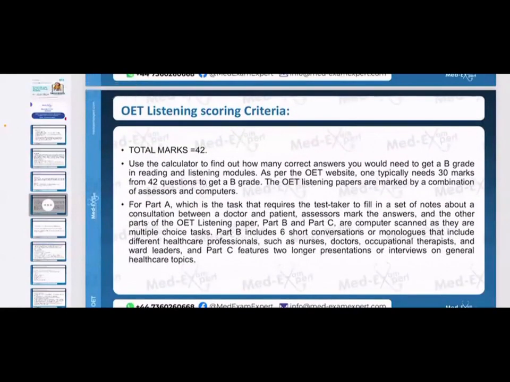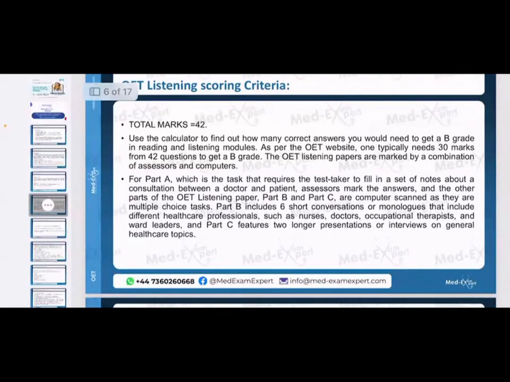Now, I'm going to talk about some things regarding the scoring criteria, because this is a basic thing regarding this exam. A lot of students don't know how you are scored for all 4 modules in the OET exam. I have told you that there are 4 modules for assessing your English skills: listening, reading, writing, and speaking. Your first module is the listening module, with a time allocation of 45 minutes, and the total marks are 42.